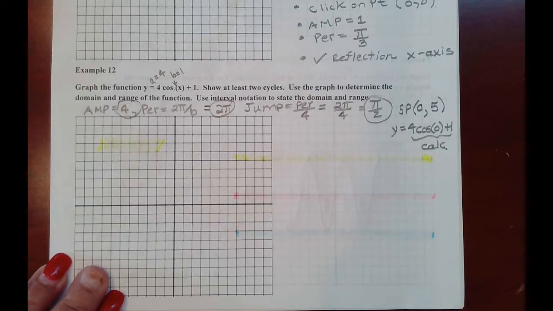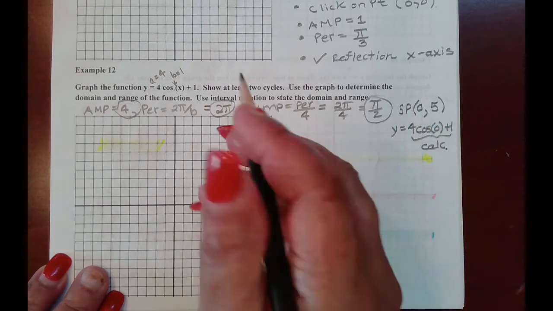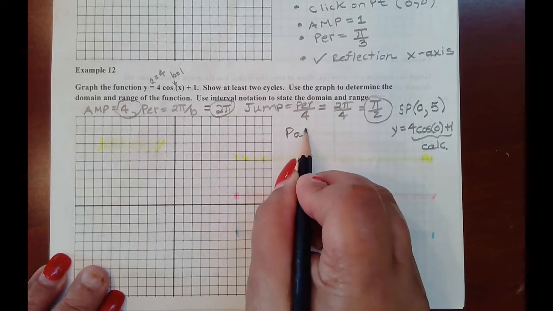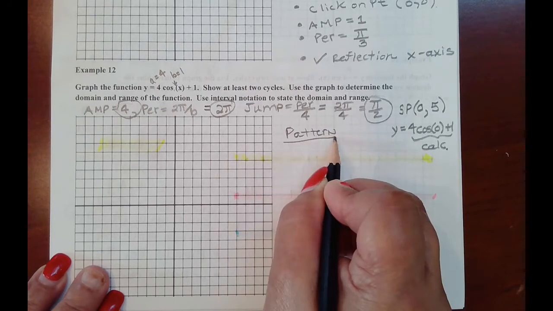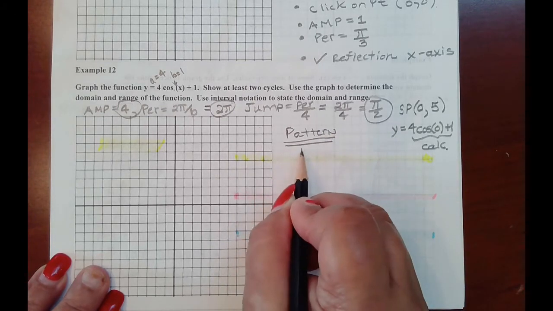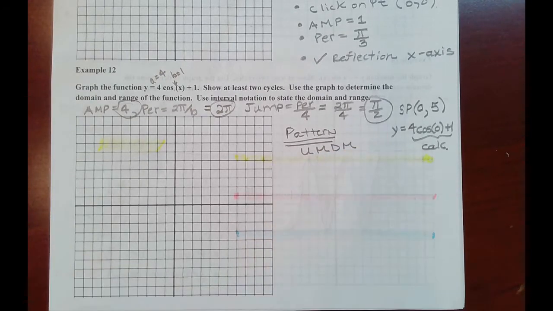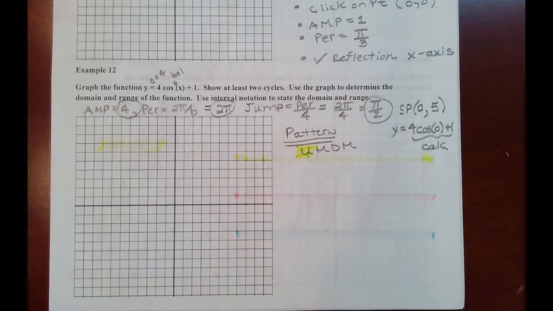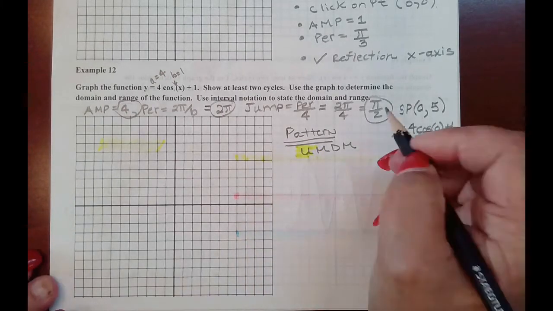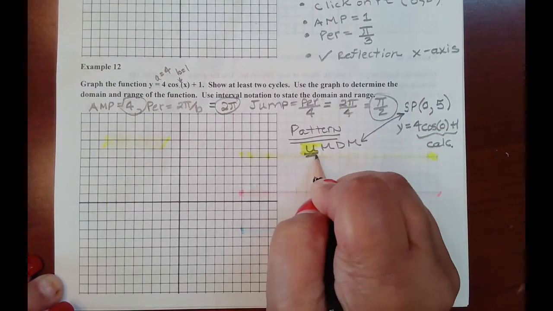Okay, so our start point is going to be at (0, 5), and we are simultaneously going to work that start point with the pattern. The pattern in this particular case, we're doing a cosine graph, no reflection. So it's just up, middle, down, middle. And if the very first letter of this pattern says U for up, that means that this start point right here is in the uppermost position.